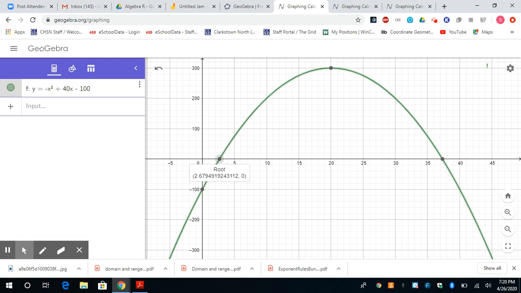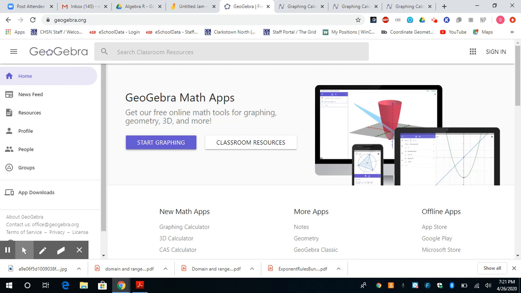I can see where the roots are crossing, and I can click on them. I can see where the max is, and I can see where it's crossing the y-axis. So those are the 4 points I always want to look for when I have a quadratic. Whenever you graph a quadratic, you want to make sure you can see those 4 points. They're very special points. They will help you solve, okay? So if we go back to the questions here.